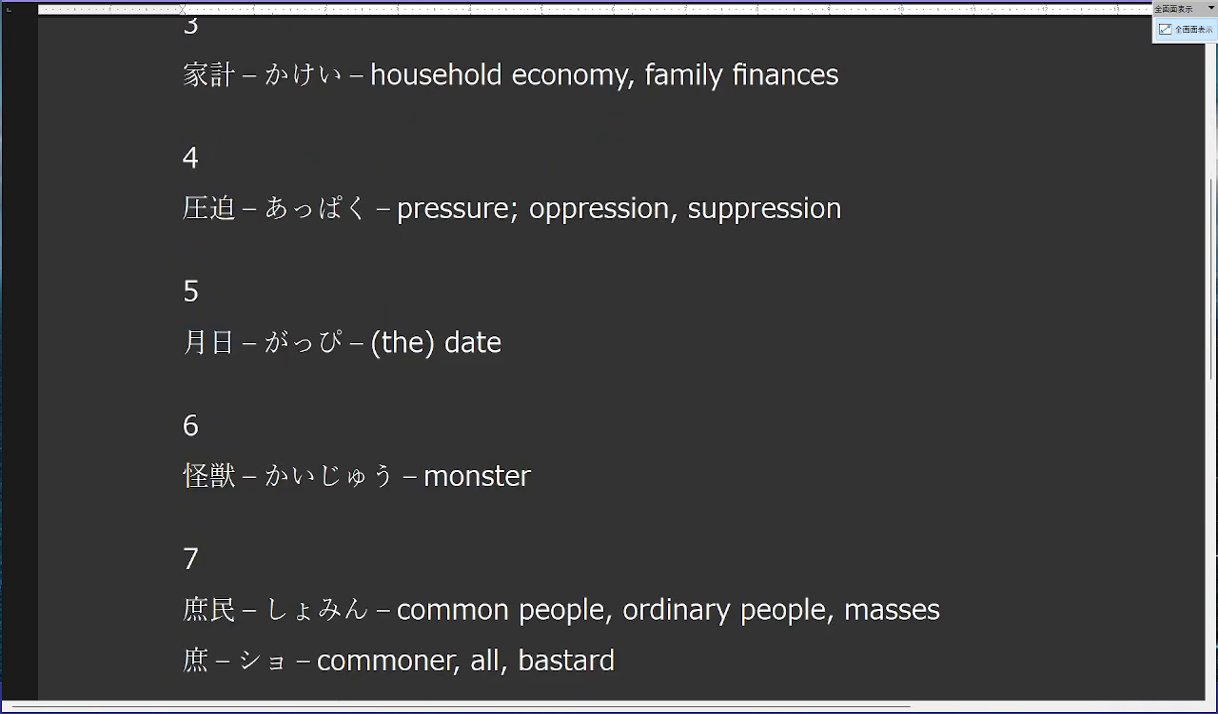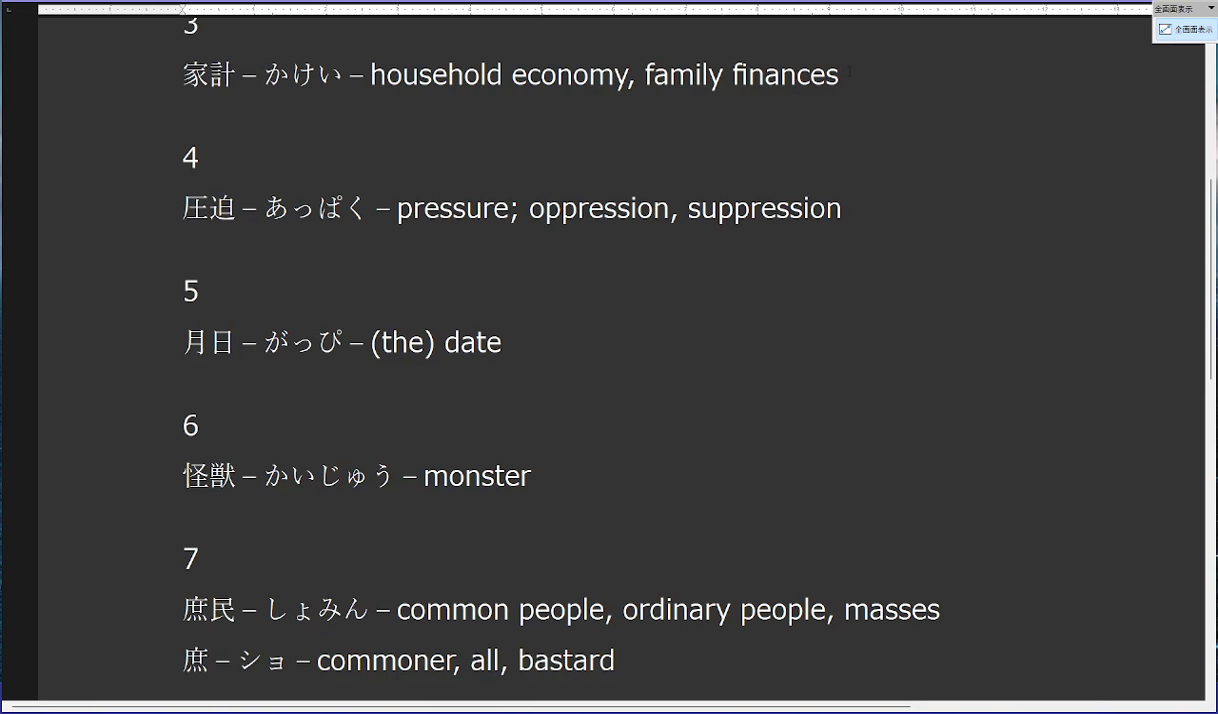Number three is kakei. Ka on the left side for your house or your home, and kei on the right side for a measure. Kei is often used in the words for calculations, so you can think of this as a household calculation or a household measure, specifically of finances. Household economy or family finances is kakei. Kakei desu is household or family finances.